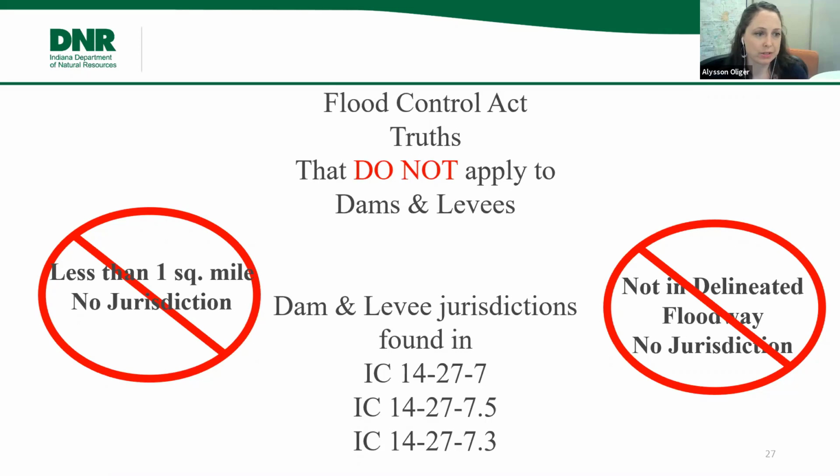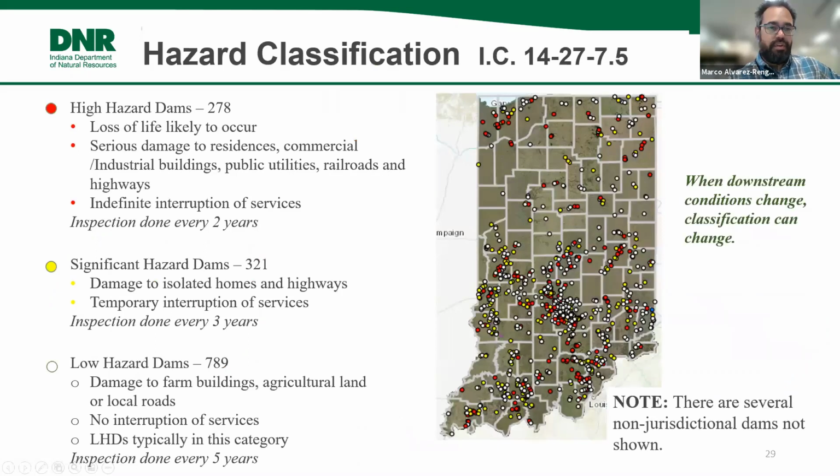How are the hazards classified? Are there different ways to know how hazardous a dam could be? Sure. That's a really good question too. We classify dams. We have three hazard classifications. The high hazard dams, that basically is where a breach of the dam can cause loss of lives downstream, can cause serious damage to residences or commercial industrial buildings, or, let's say, a railroad. If it can cut a railroad or major highway for more than 24 hours, it's going to be considered a high hazard dam. We have also significant hazard dams that can damage isolated homes or highways for no more than 24 hours and can cause temporary interruptions of services.